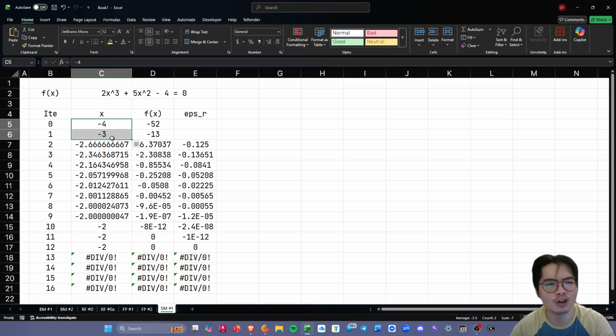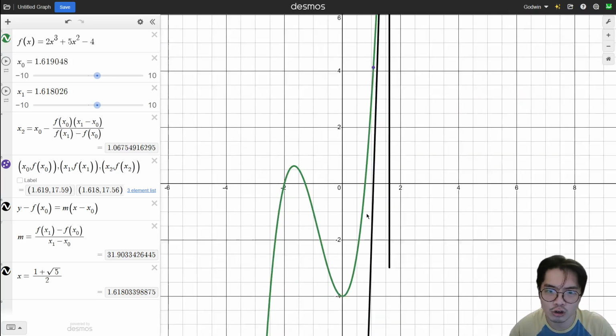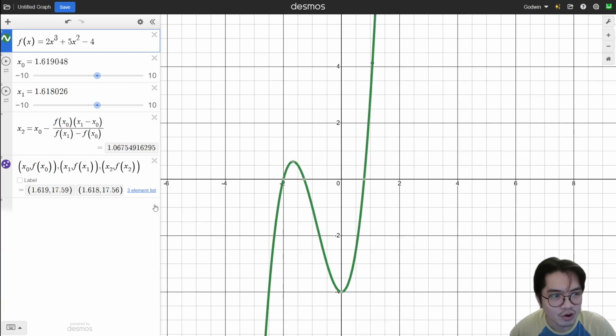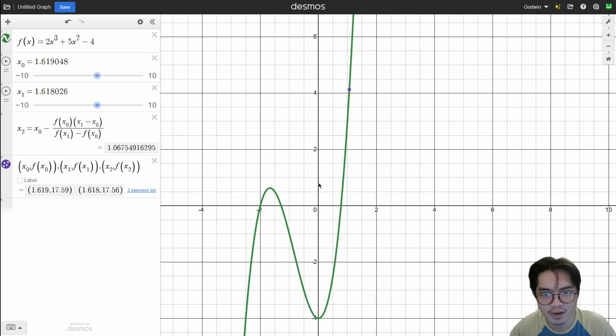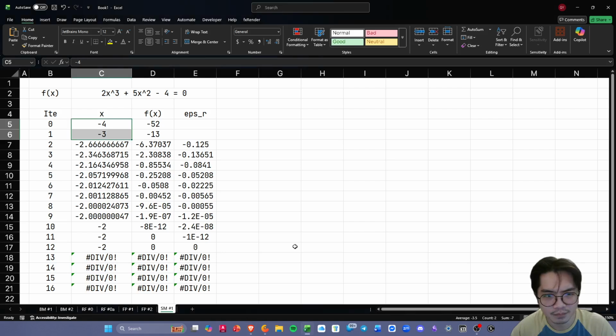And in this case, no one in their right mind maybe would guess negative 4, negative 3. But in this case, the secant method, so long as you're somewhat a bit creative about how you're going to create your first 2 guesses, you can get there. Right? You can get there. There you go. That's our secant method.